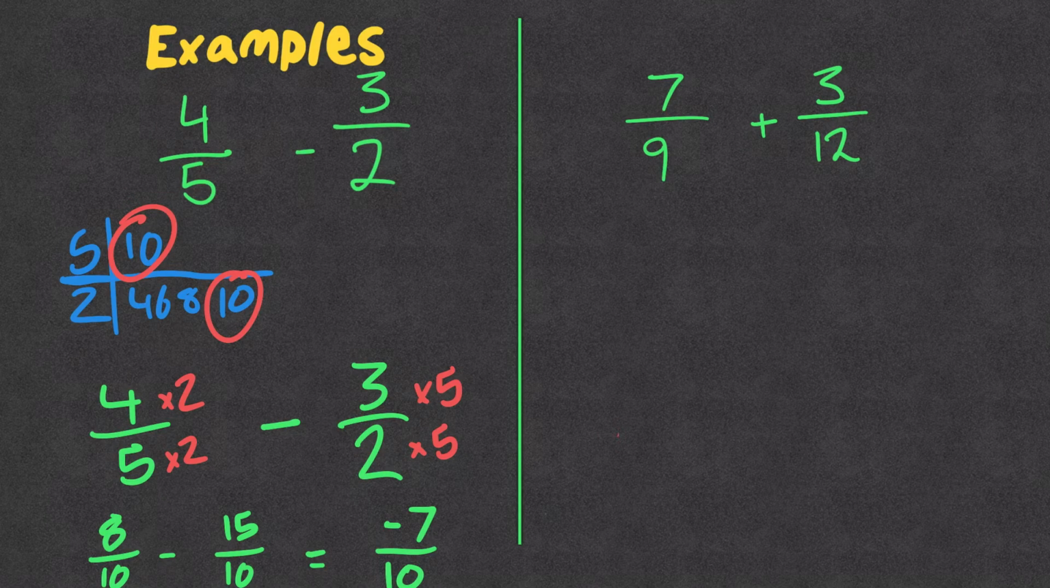So here, the lowest possible one is actually 36, because 9 times 4 is 36, and 12 times 3 is 36. So 9 times 4 will equal 36, and 12 times 3 is equal to 36. Do the same to the top.